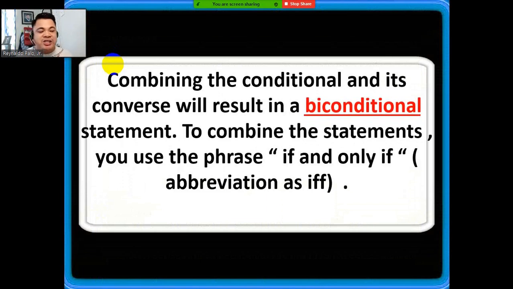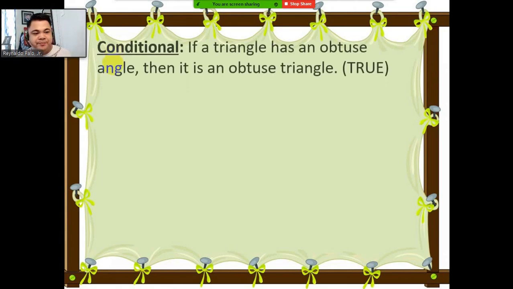Combining the conditional and its converse will result in a biconditional statement. To combine the statements, you use the phrase "if and only if," abbreviated as IFF. Just remove the if-then of the conditional statement, and in the middle you just put "if and only if," or IFF. It denotes that it is a biconditional statement.